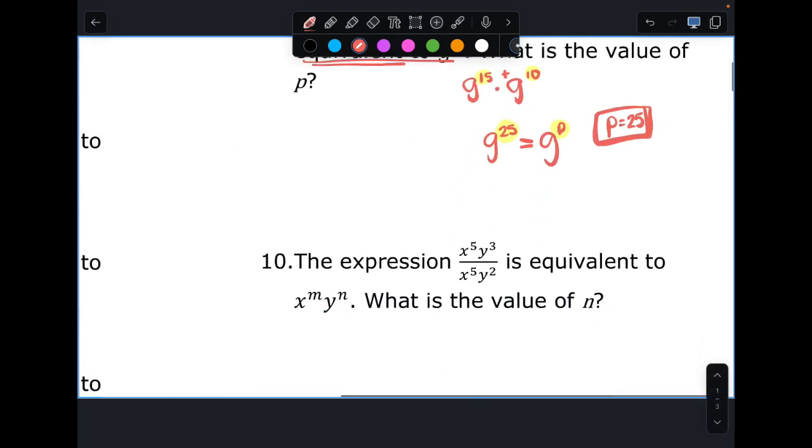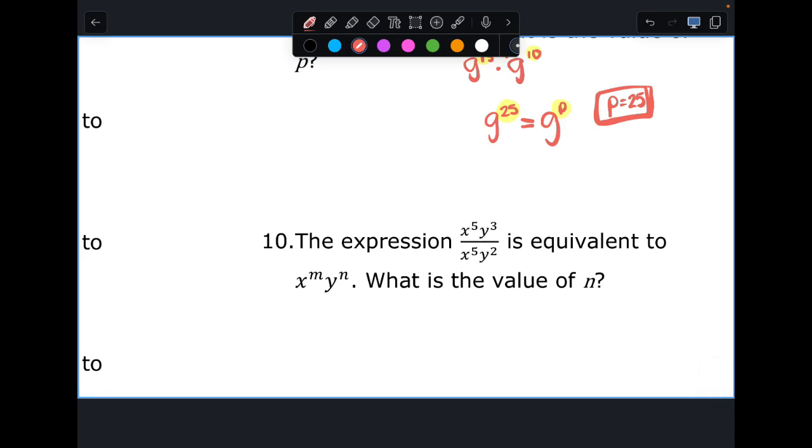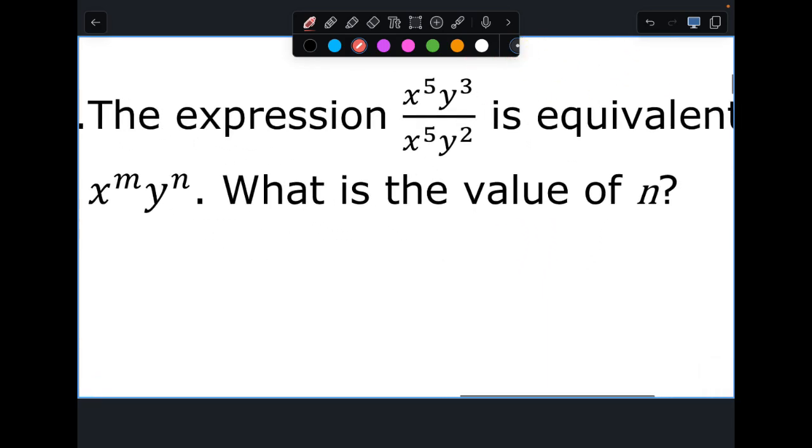Number 10. Let's simplify this by grouping. We're going to group the x's. What do we do with those exponents? Subtract. And 5 minus 5 is? 0. Anything to the power of 0 is? 1. Then we group our y's. Subtract the exponent. 3 minus 2 is? 1.